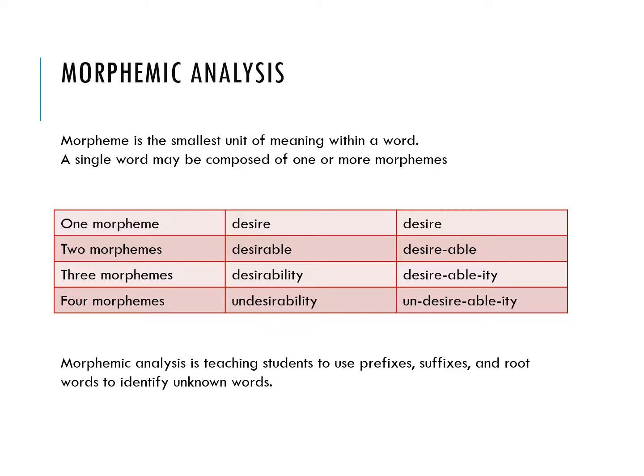So teaching students to use the strategy of morphemic analysis involves teaching students to use prefixes, suffixes, and root words to identify unknown words. You would first teach them the different prefixes, suffixes, and root words and their meanings, and then teach them to look for these morphemes in words to help them identify the word and its meaning.